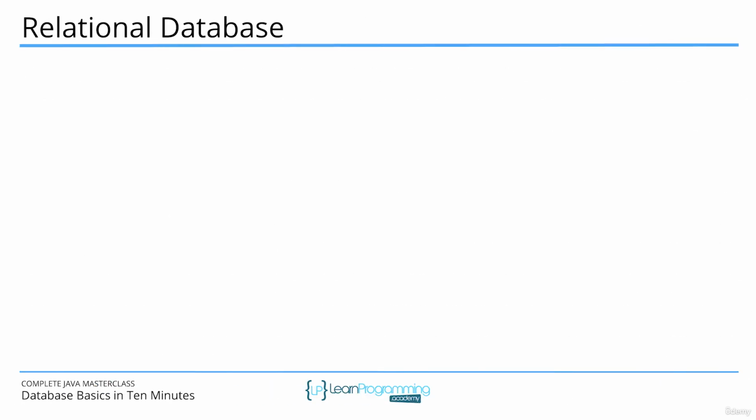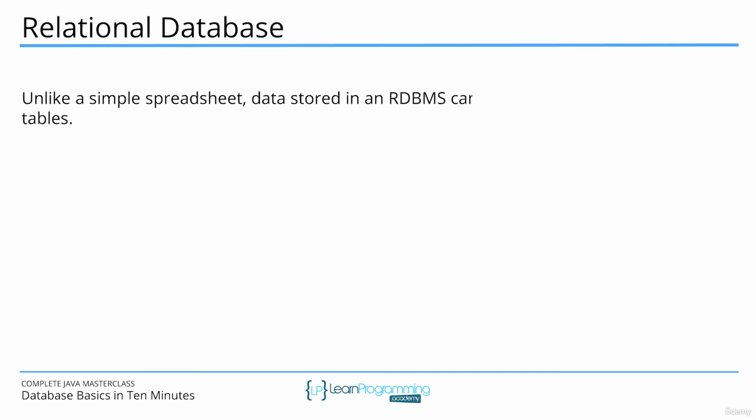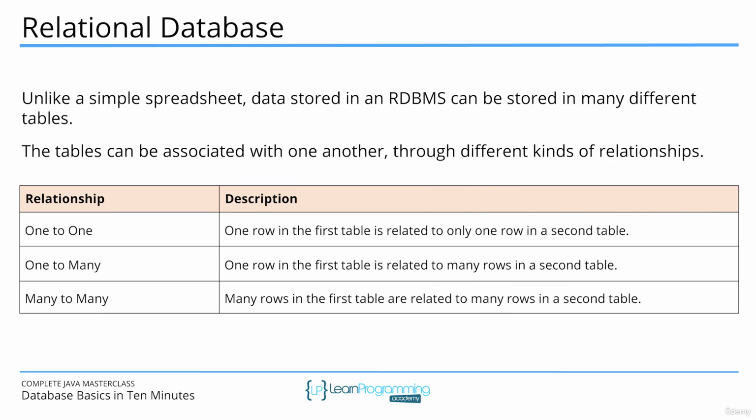So what makes MySQL and many of the other large database management systems like Oracle, SQL Server, and Postgres relational? Unlike a simple spreadsheet, data stored in an RDBMS can be stored in many different tables. The tables can be associated with one another through different kinds of relationships. The first relationship, one-to-one, is not as common as the other two. There are specific use cases where this makes sense, like storing large binary objects, images for example, in their own table. Another use case might be to separate out sensitive data, like salaries, from general data about an employee.